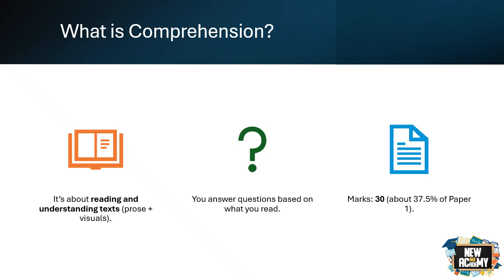What is comprehension? Comprehension is about reading and understanding text. So you'll be given a prose passage and a visual text. Together they make up 30 marks, which is about 37.5% of paper one. So that's a big chunk. So mastering comprehension is very much essential.